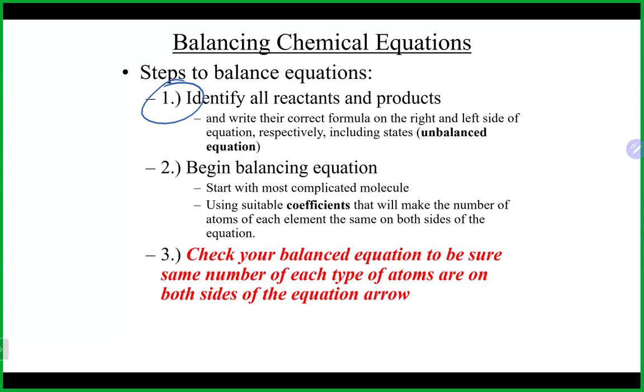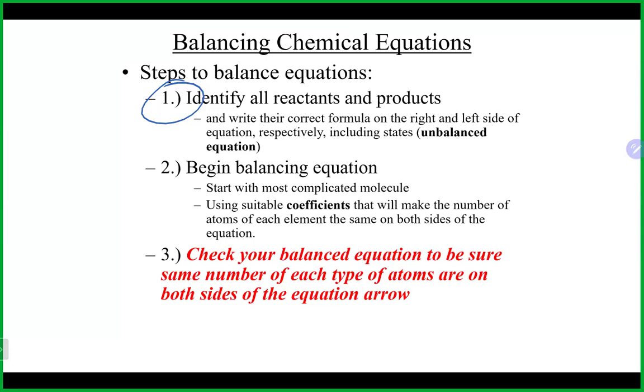Once you have all the correct formulas down for everybody in the equation, then you should balance it. And once again, we balance it by changing only the coefficients. One approach is to start with the most complicated one and then kind of work your way around after that. Keep using coefficients until you have the same number of elements on both sides.